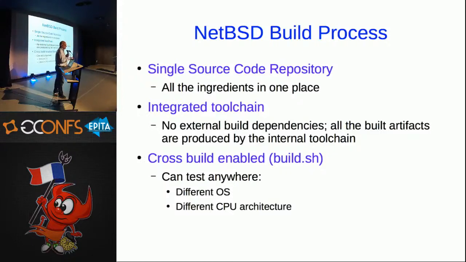They just download our source, they run build.sh, and that's all they have to do to get the full NetBSD build. And we can build on different CPU architectures trivially on cross builds. Because these days, nobody wants to build on the slowest CPU they have, they build on the fastest. So that means that for most architectures, this is a different architecture than the target architecture.